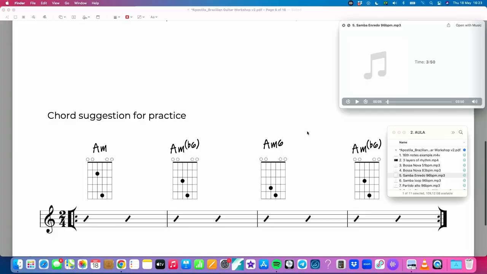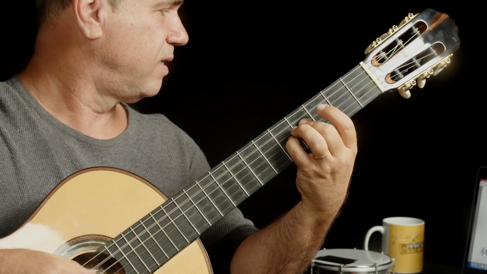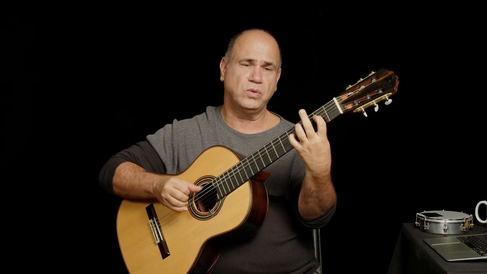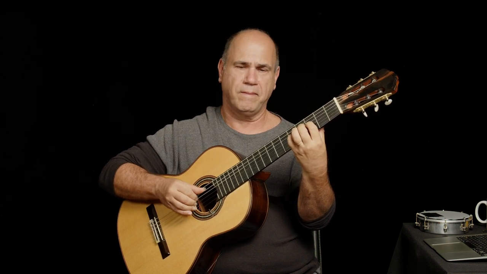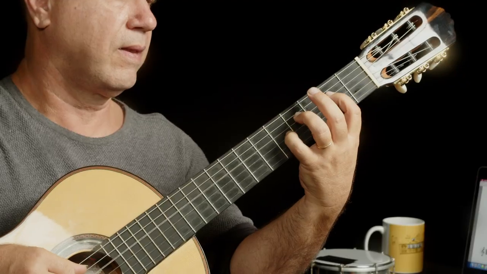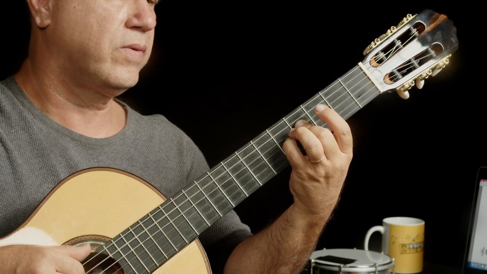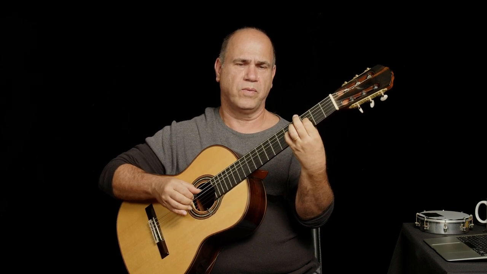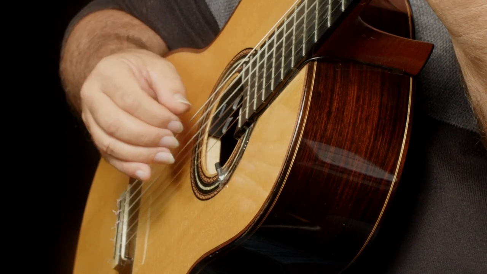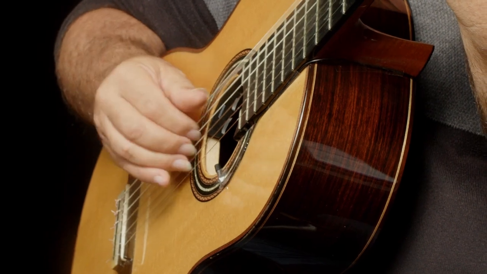Chords for practicing this, I like open strings. So, this chord, A minor, then flat 6, then 6, and then flat 6. The chords like this. Now, if you play just the basic pattern here in this samba. My bass playing 1 and 2. 1, 2, 1, 2, 1, 2, 1, 2. So I'm playing these chords.